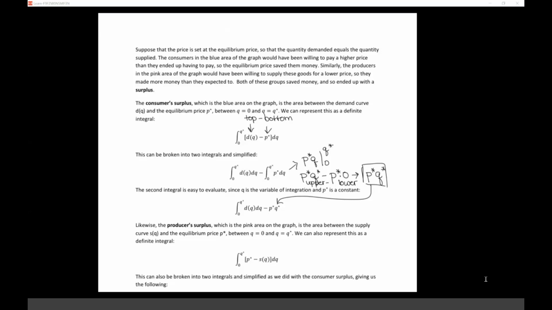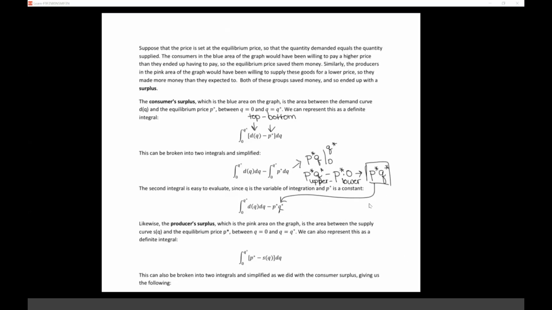Okay, we're just integrating between two curves, and this second integral simplifies out to just a product of equilibrium price times equilibrium quantity. And again, remember what these are. So all you're doing is integrating the demand curve, and then evaluating that between these bounds.